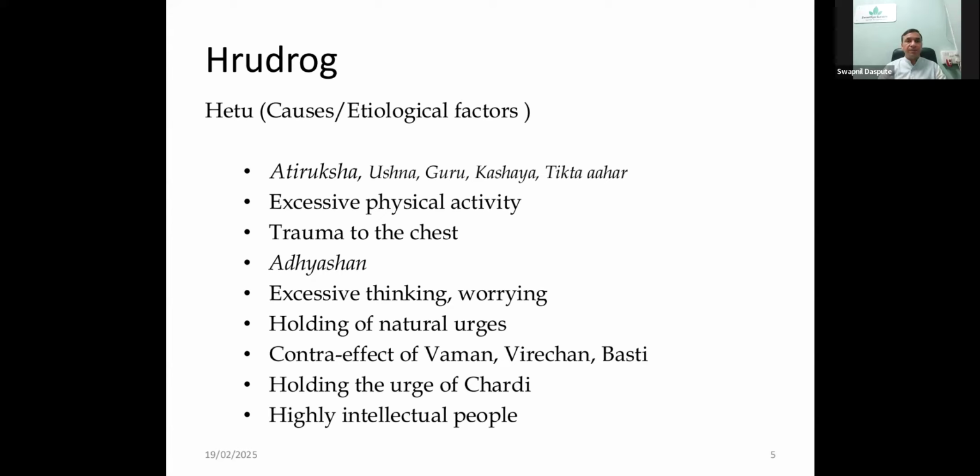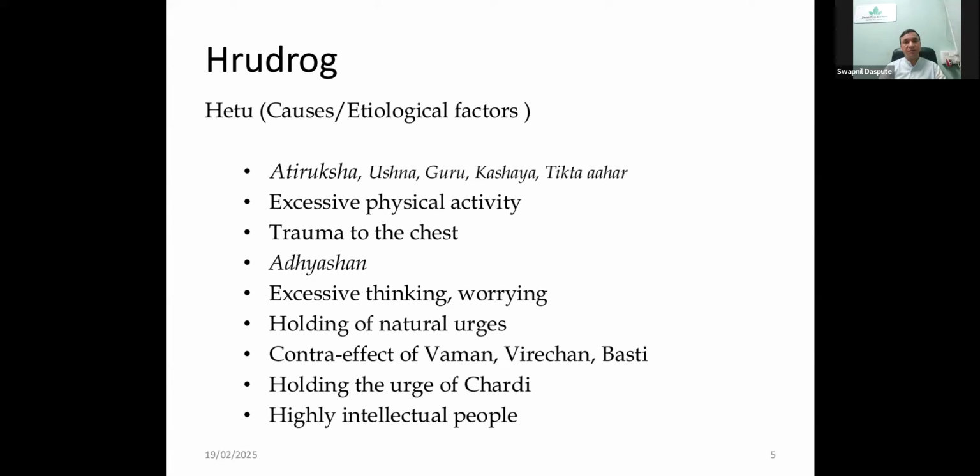Excessive thinking, worrying, related to the mind. Excessive thinking and worrying. And also excessive thinking and worrying will affect which dhatu? Rasa Dhatu. Very good. So rasa dhatu, and it will also vitiate the rasavah srotas. Okay, so excessive thinking and worrying is related to the mind, and mind is located in the heart region.